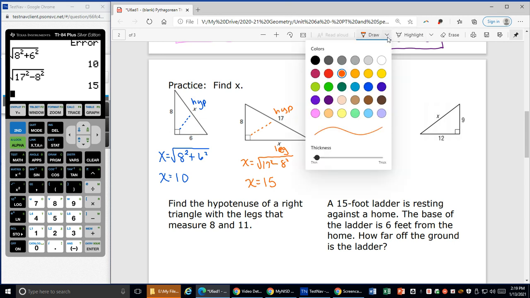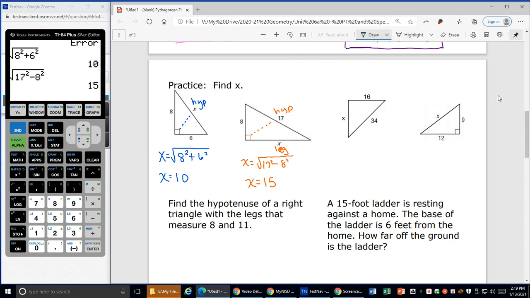The next one is an interesting problem because I don't see a right angle. This one kind of looks like it's a right angle, but it doesn't have a box there, so I can't prove it. So technically I can't solve it. But we're going to say, if this is a right angle, we're going to see what x is. We don't know for sure, but if this is a right angle, what value of x would we get?